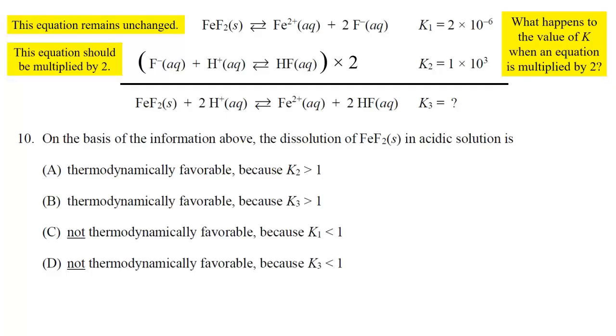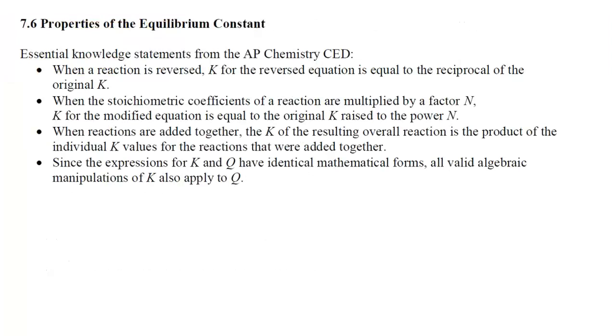Now, to answer that question, it goes back to Unit 7, equilibrium. So topic 7.6, properties of the equilibrium constant. When the stoichiometric coefficients of a reaction are multiplied by a factor n, then the equilibrium constant K for the modified equation is equal to the original value of K, not multiplied, but raised to the power n. And when reactions are added together, then the K, the equilibrium constant of the resulting overall reaction, is not the sum, but the product. So multiplying the individual K values for the reactions together.